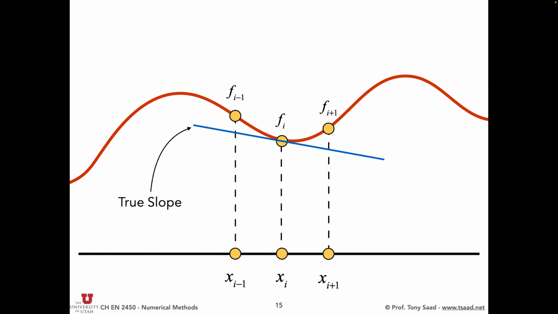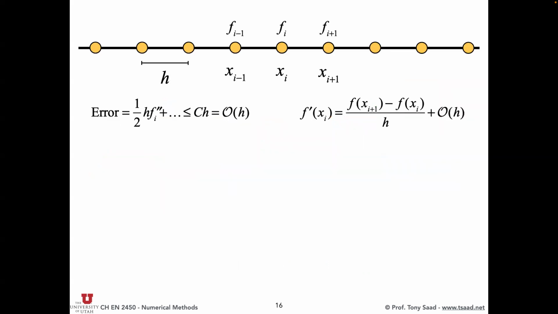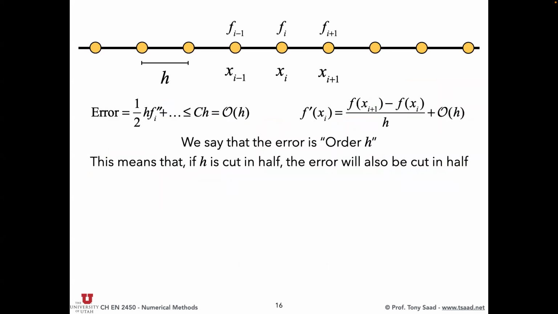Our forward difference formula, excuse me, gives us a slope that's f_(i+1) minus f_i over delta x, gives us this slope. In this case, it's a pretty nasty error, right? It's very different than the true slope, okay? But in other cases, it'll probably be very close to it. Who knows, okay? All right, I'm gonna get back to the error.